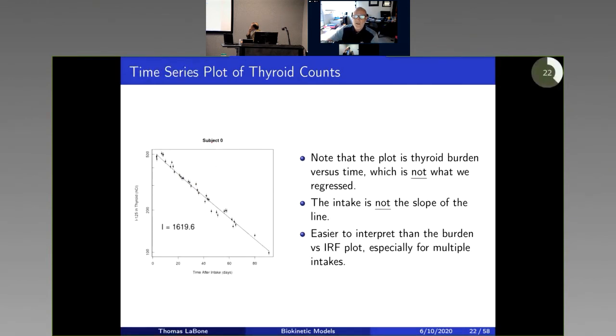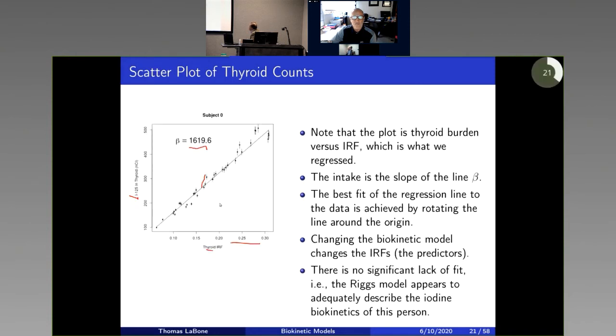This is how we typically look at it, is that you plot the iodine burden versus time after intake. Note that this is a log scale, so this is a semi-log plot. And on here, you also get a straight line, but the slope of that line, of course, is not beta. It's just the intake. So I changed the notation here, this is what the intake is. The only time I'll use beta is when I'm actually looking at this plot, because that is the slope of the line.